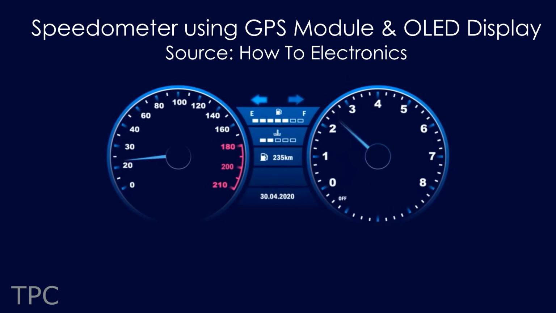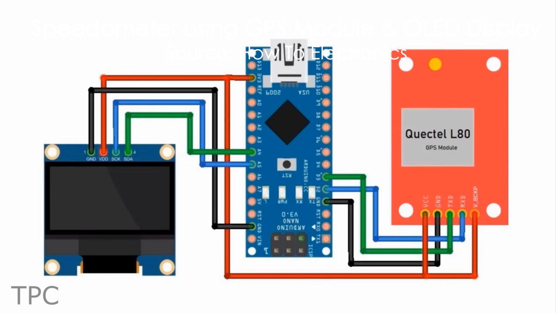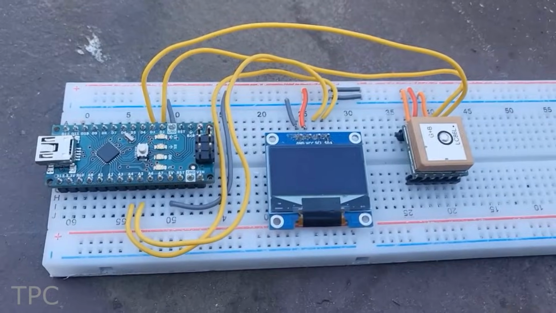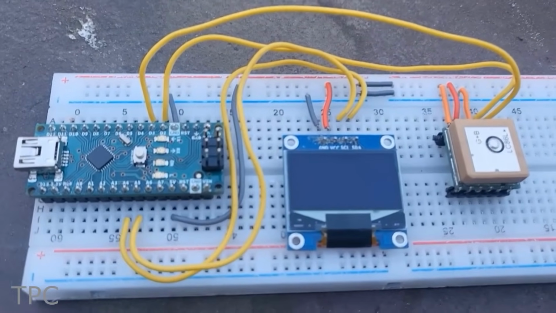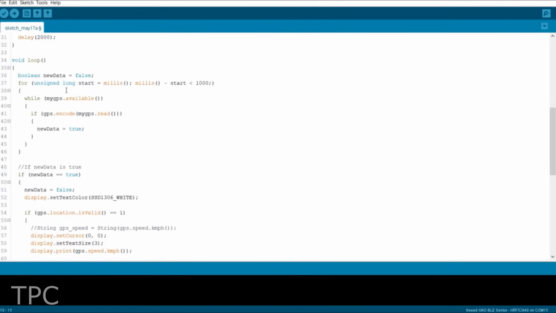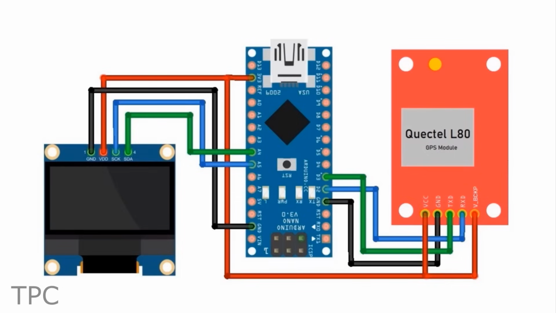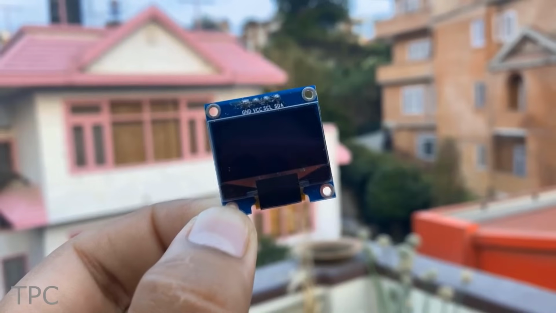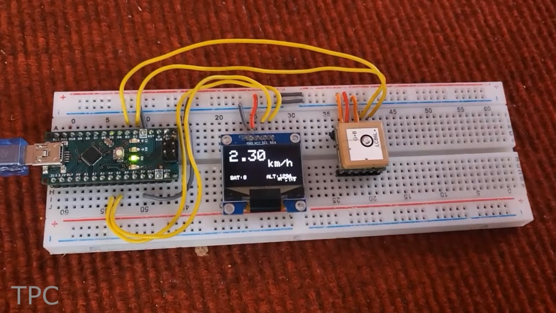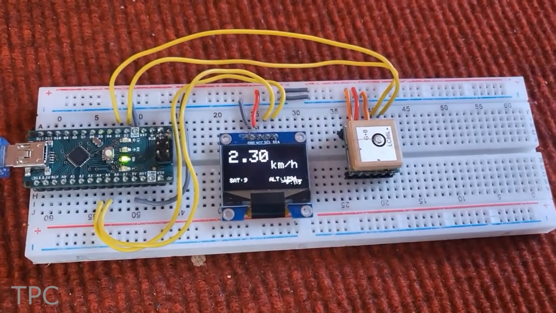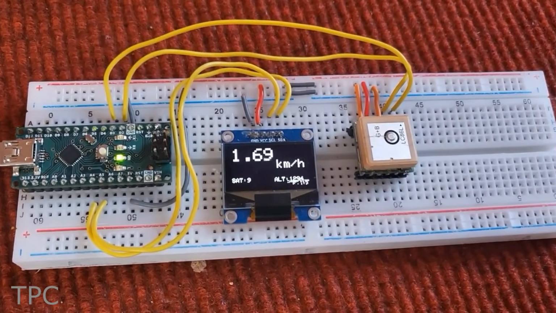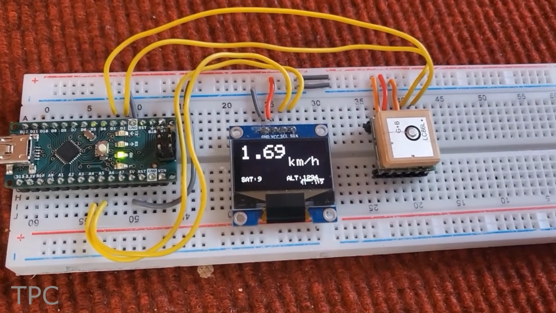Number 11. If you want to make a GPS-based speedometer, then you need to connect the transmitter and receiver pin of the GPS module to D2 and D3 of the Arduino. A 3.3-volt backup logic is provided to the GPS module to keep the module active at all times. The OLED display is connected via I2C pins. Here, the circuit's placed inside a moving vehicle, and it displays the speed in kilometers per hour.